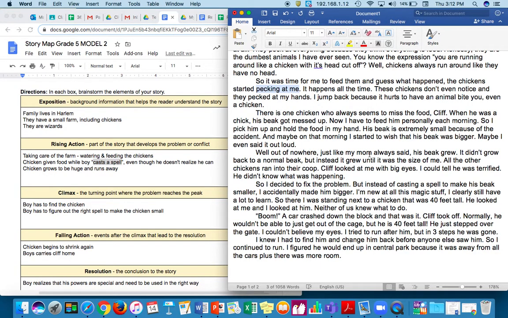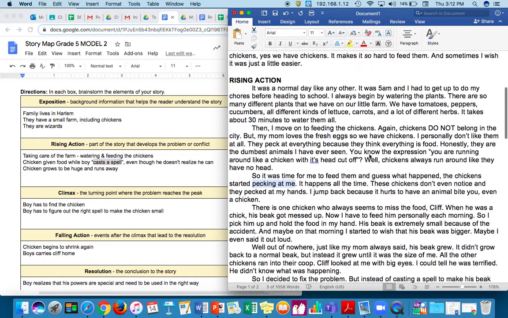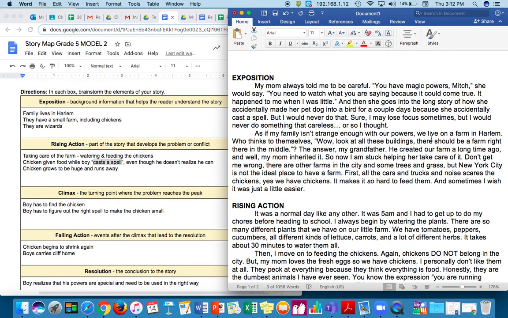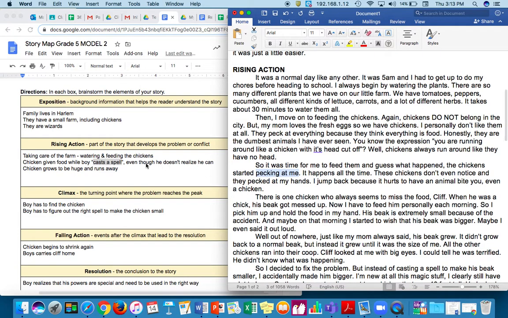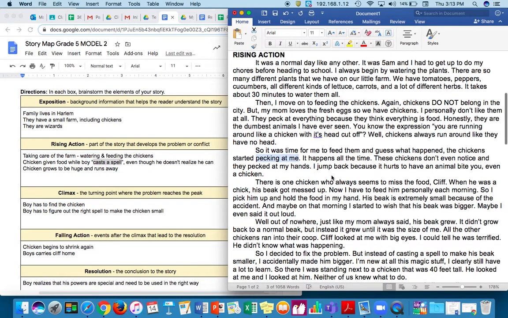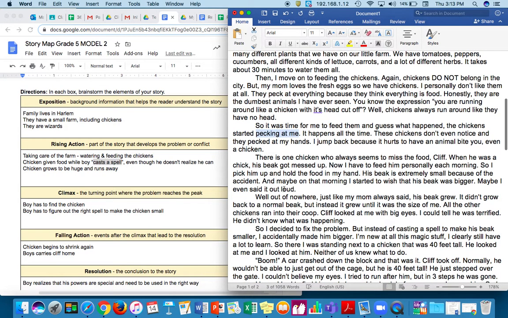Instead of just saying, the character's name is Mitch that we learned at the beginning, instead of just saying, Mitch casts a spell, I tried to add in some details to make the story a little bit more interesting. And again, even though he doesn't realize he can, he doesn't realize that he can cast a spell. Maybe I even said it out loud.